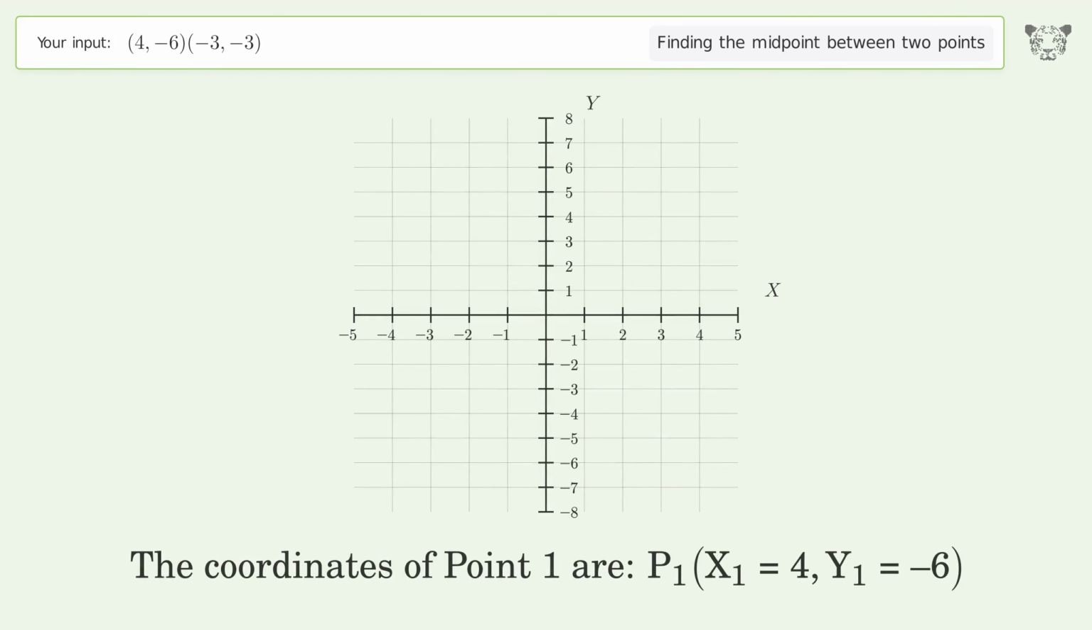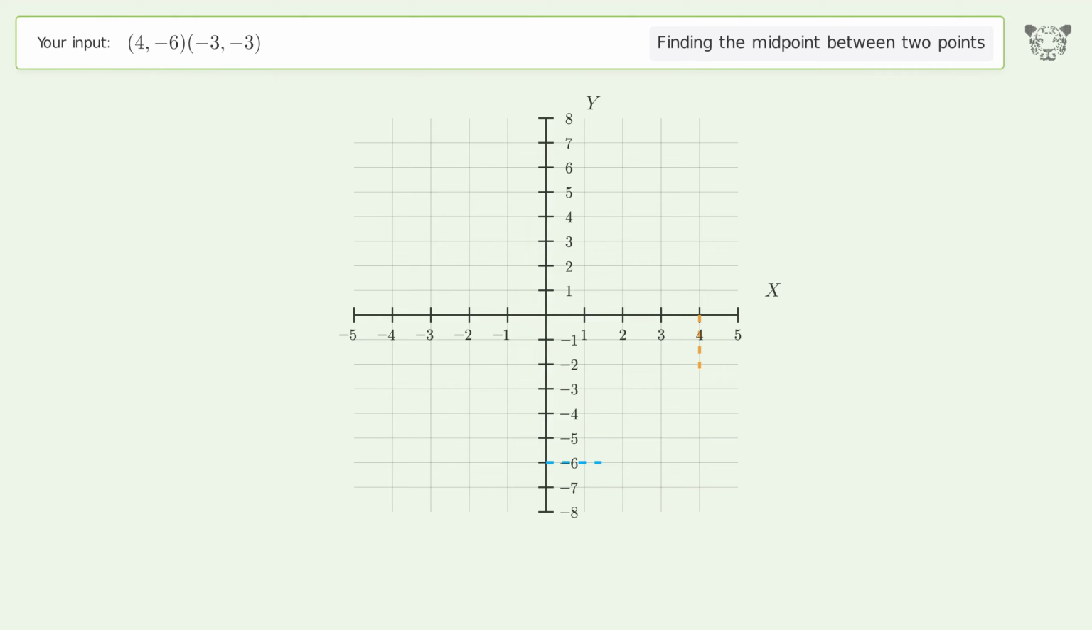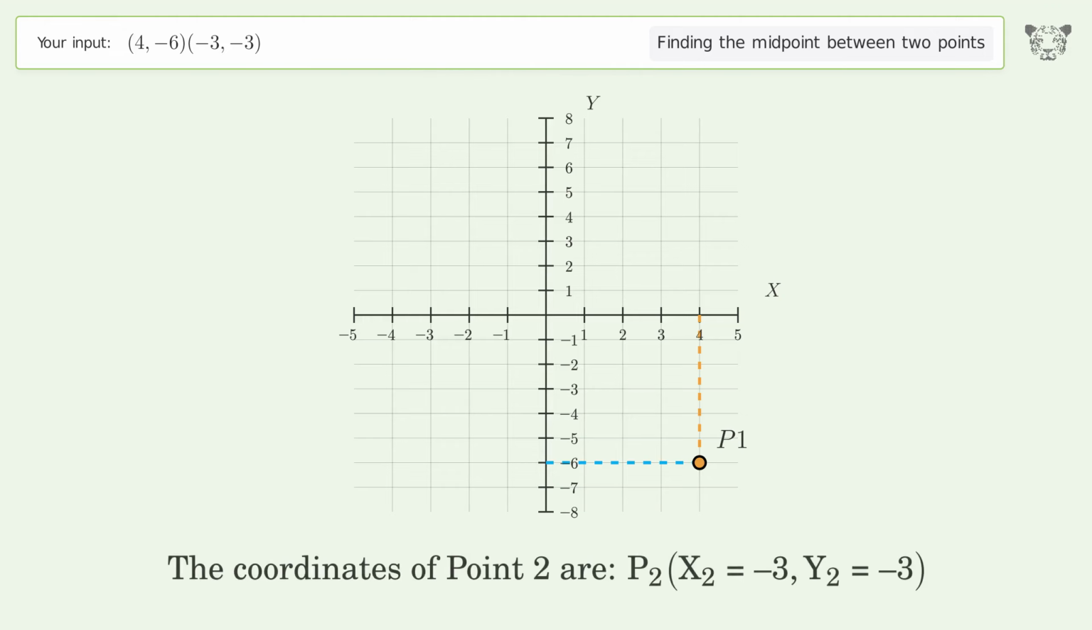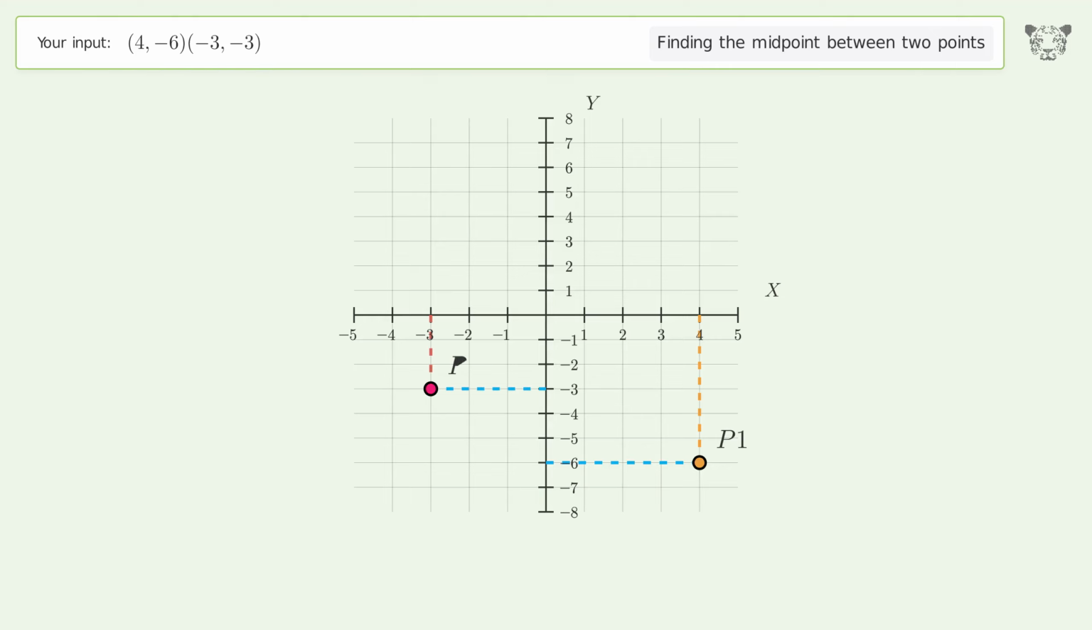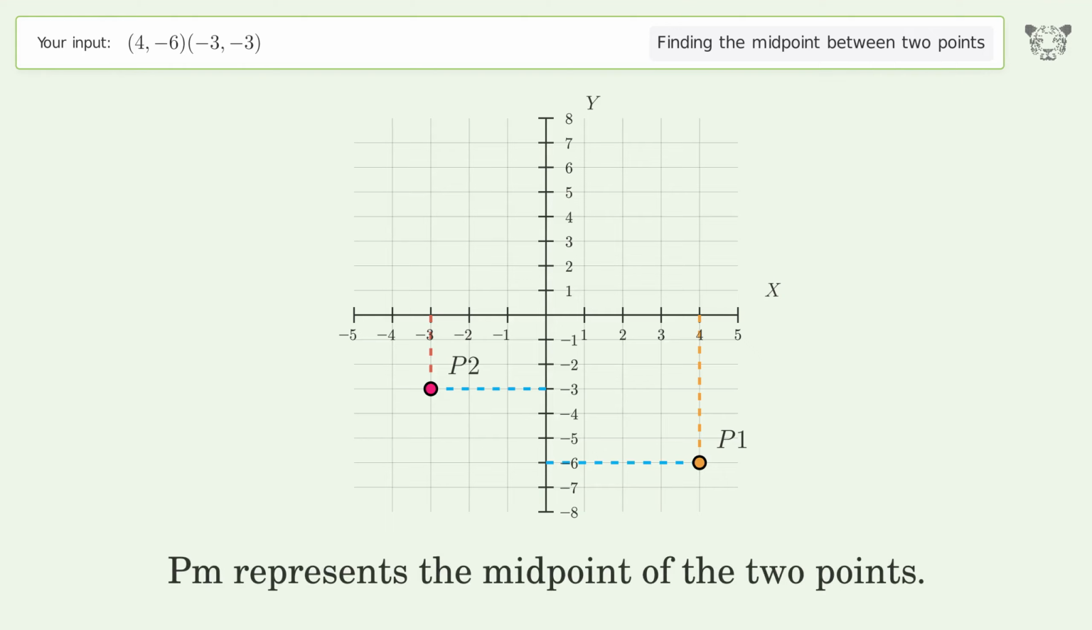The coordinates of point 1 are, x1 equals 4, y1 equals negative 6. The coordinates of point 2 are, x2 equals negative 3, y2 equals negative 3. PM represents the midpoint of the 2 points.